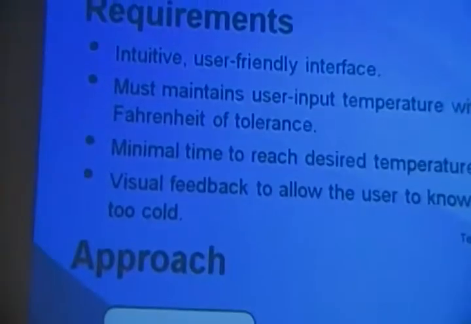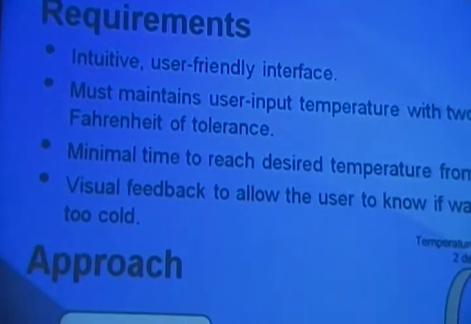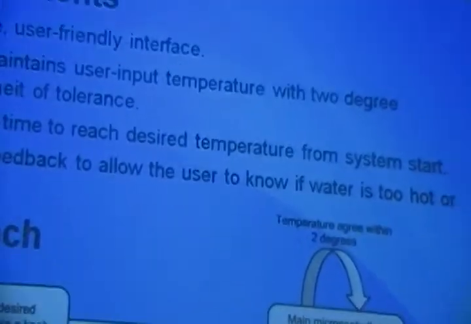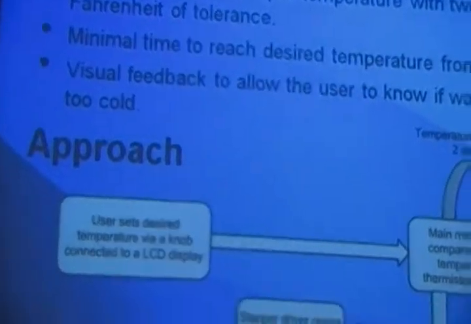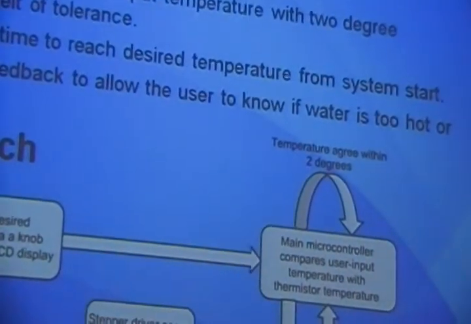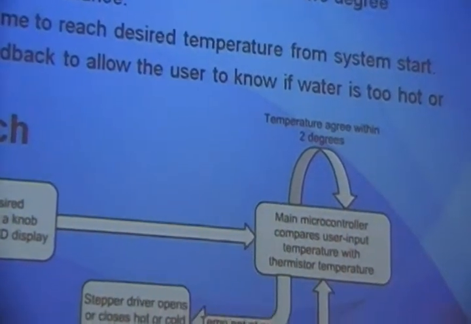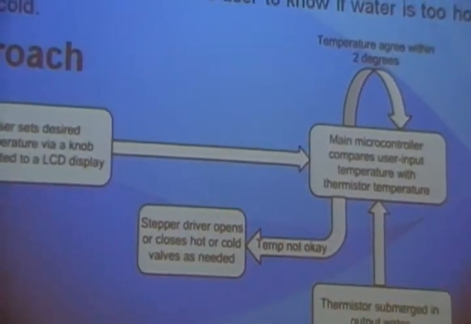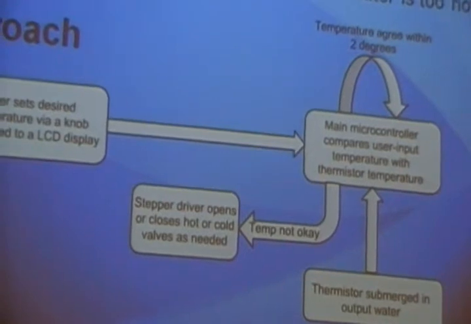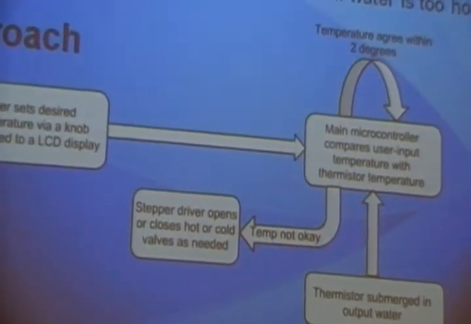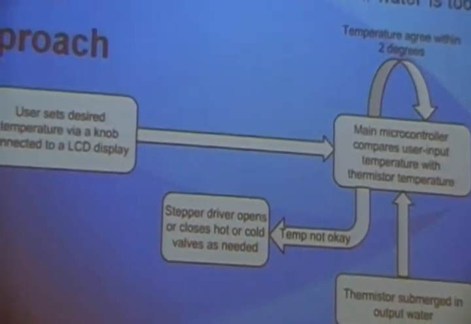So some of our requirements: we wanted a very user-friendly interface. We wanted you to be able to just walk up, set your temperature, walk away, and come back to a shower that's ready for you. We also wanted to maintain a user input temperature within 2 degrees Fahrenheit of tolerance. We chose 2 degrees because most people can't tell the difference between 100 degrees and 102 degrees. In this way, our motors aren't constantly turning and we can keep the system rather efficient.